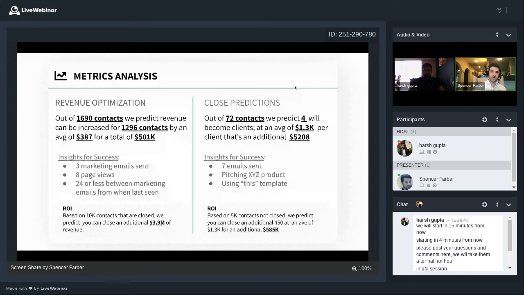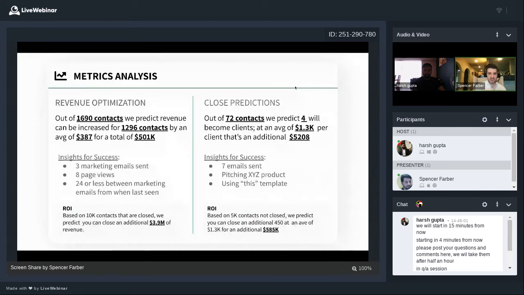So in this example, let's look at revenue optimization. I want to get more revenue per client. So out of 1,690 contacts in this example data here, we can predict revenue can be increased for 1,296 of them by an average of $387, which, wow, it's 501. It's a little over $500,000. Okay, great. Well, that's important to know, but now how do I get there?